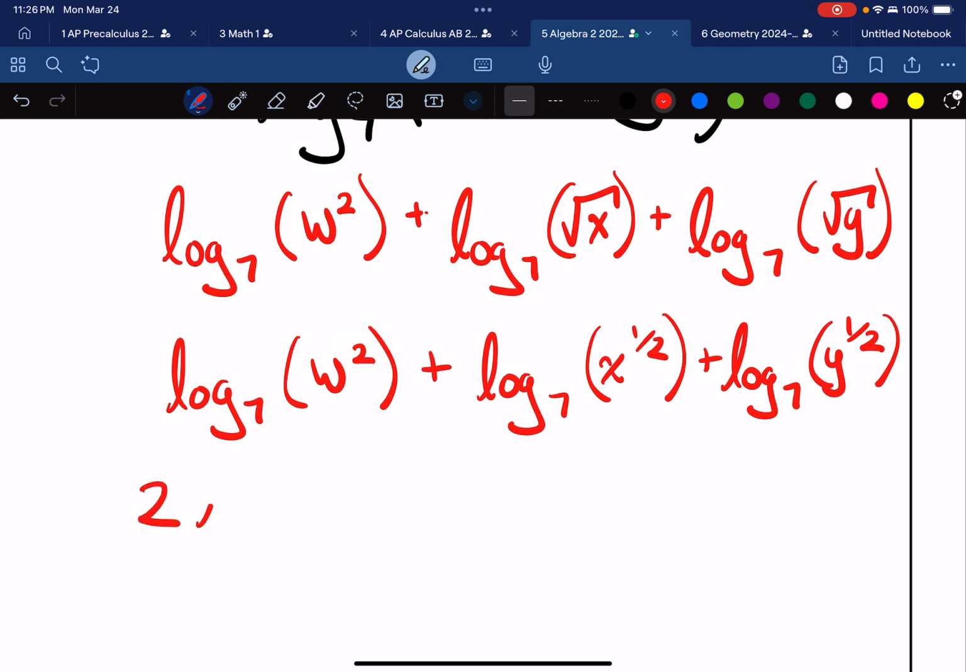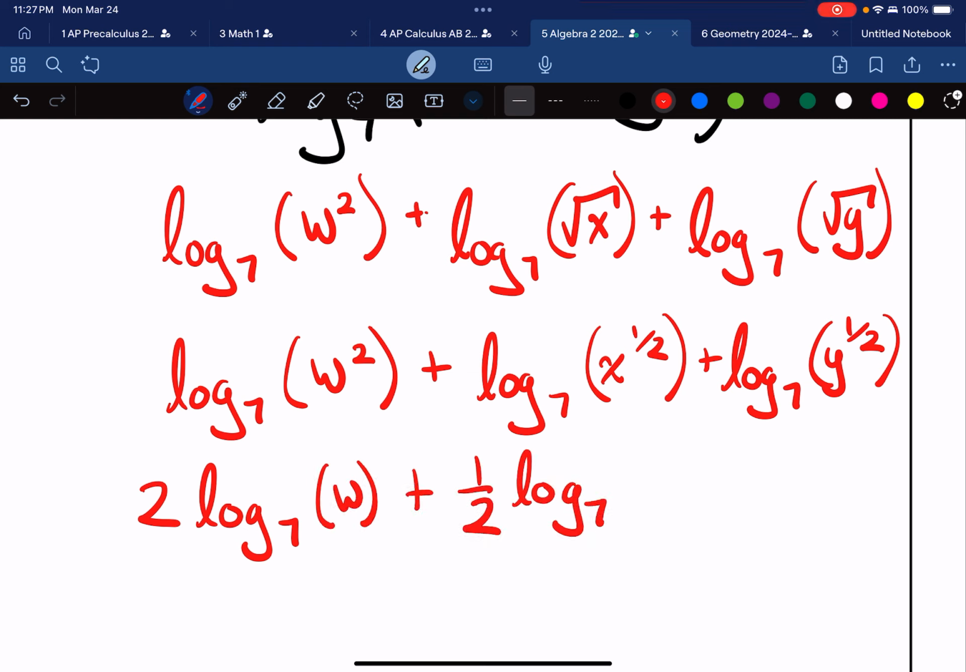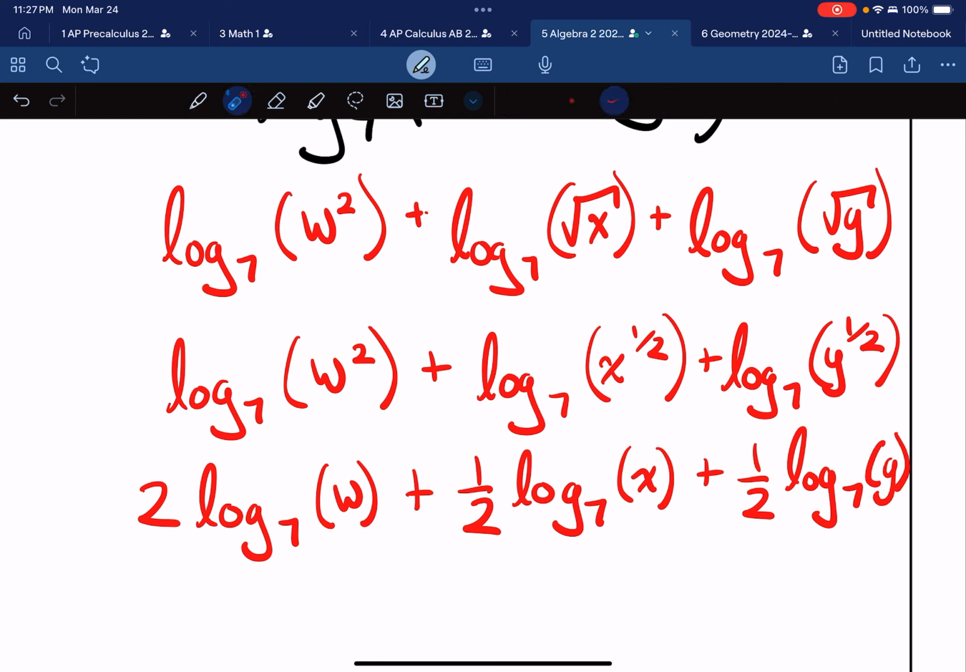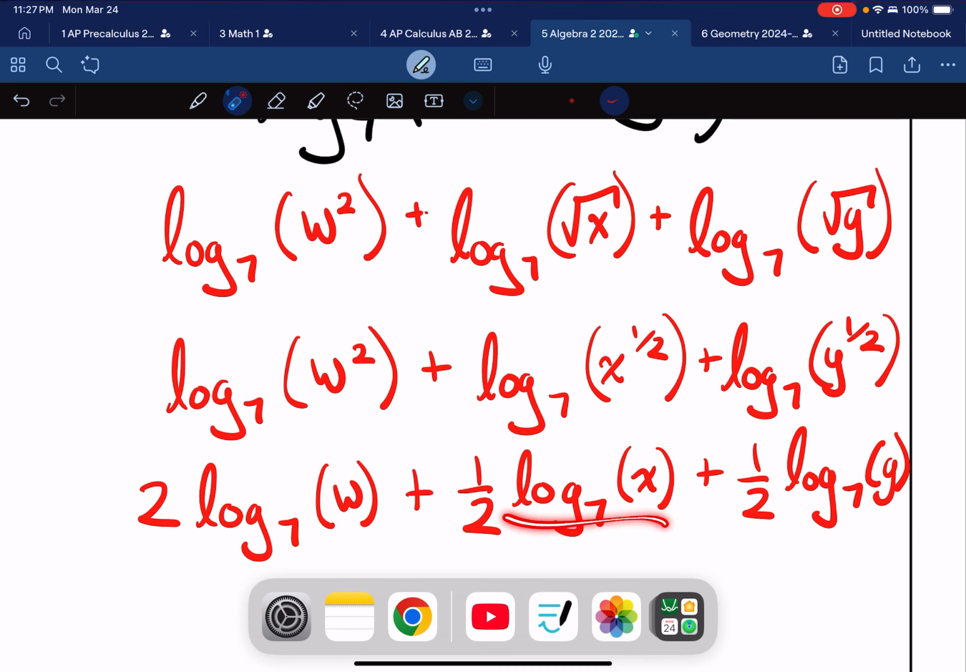This is going to be 2 log base 7 of w plus 1/2 of log base 7 of x plus 1/2 of log base 7 of y. Cool. And then I know that sometimes in the answer key, when they have a half here, sometimes that just means they take this entire thing and we divide it by 2. That's also okay. I just like leaving the 1/2 out in front because it makes more sense for me to be able to bring that up to the inside power as 1/2 like this. Just be ready that it could theoretically be divided by 2 as well.